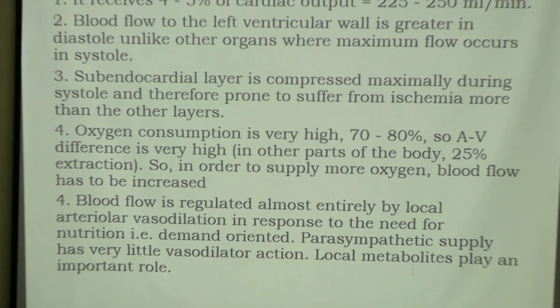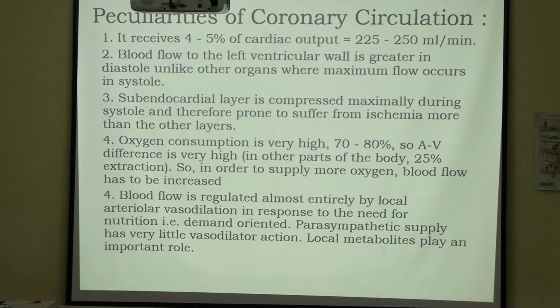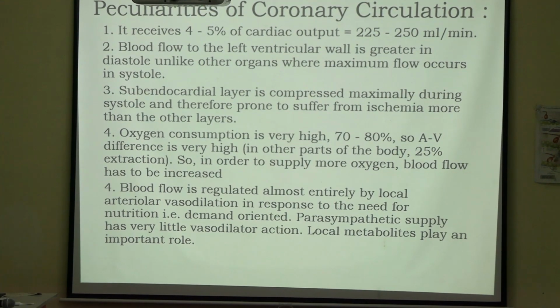Oxygen consumption is very high, 70 to 80%. The AV difference has also been explained. We have seen the arteriovenous difference of oxygen in cardiac muscle. In the heart it is very high, whereas in other tissues it is 19 ml minus 14 or 15 ml, and here it is 19 ml to 4 or 5 ml. So the difference is high here. And blood flow is regulated mostly by local arteriolar vasodilation.